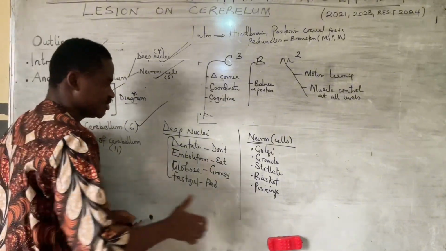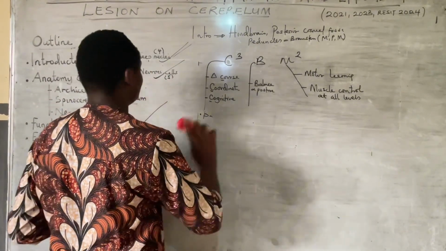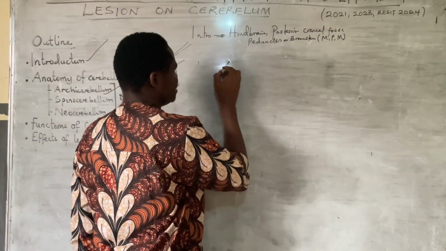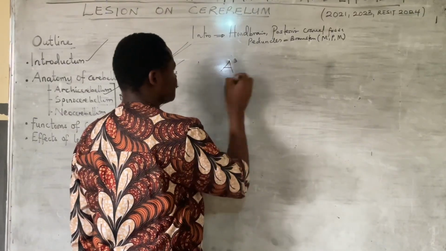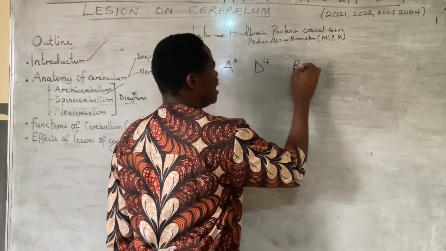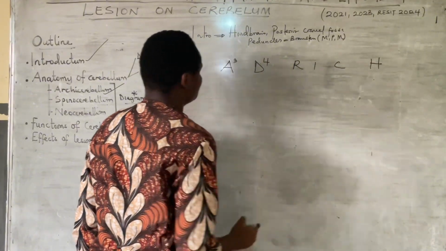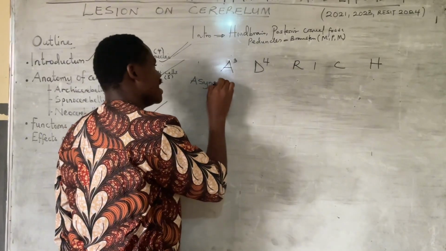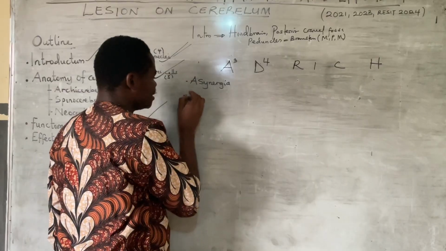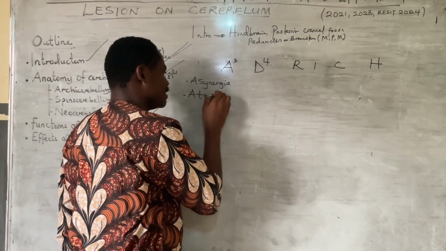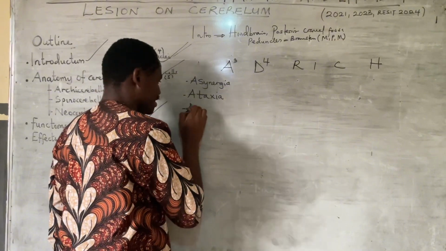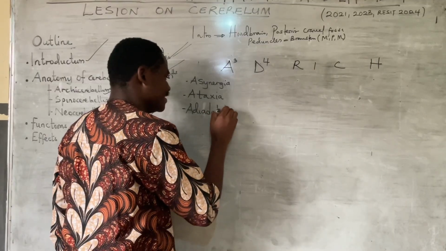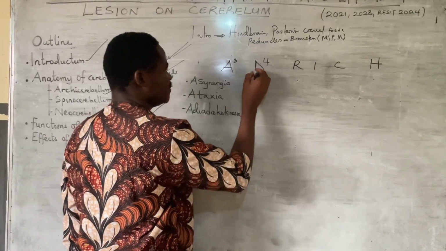How about the effects of lesion? I'm going to tell you how to easily remember that quickly. You remember that there are A cubed, 4 D's, and then ROICH. This abbreviation decodes it once and for all. The first A stands for asynergia. Another A tells you about ataxia, cerebellar ataxia. And then the last A, adiadochokinesia. All right, how about the 4 D's?